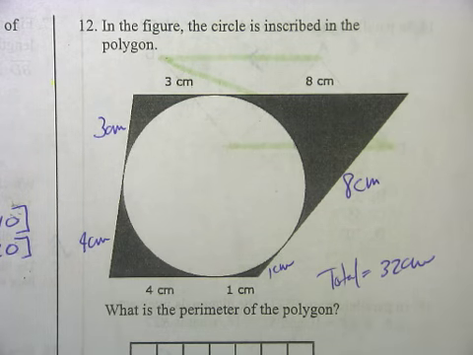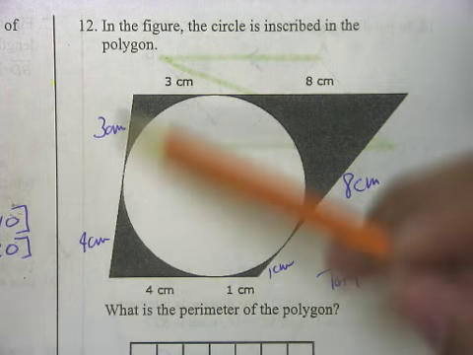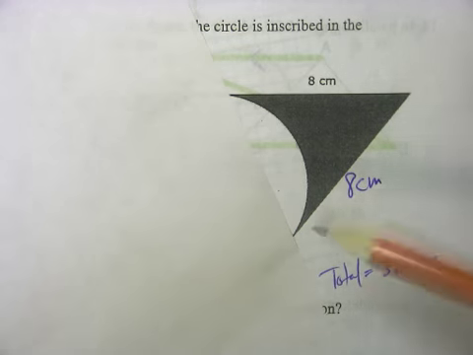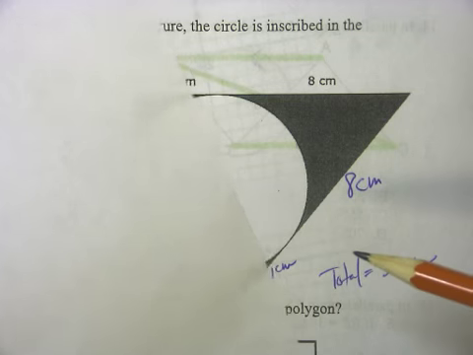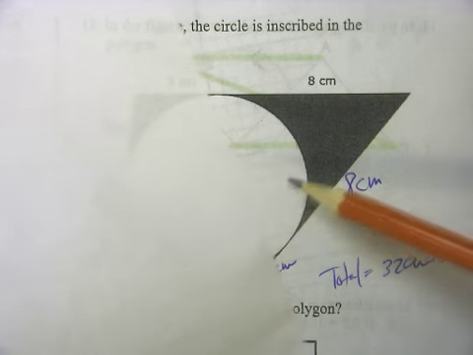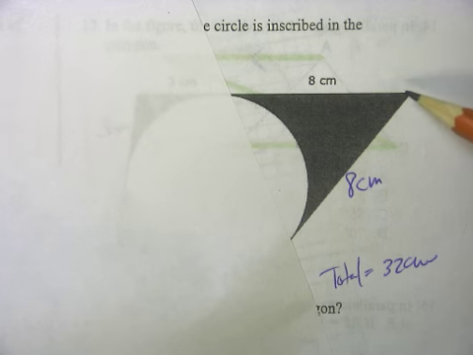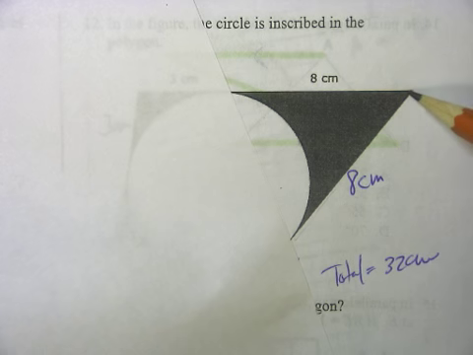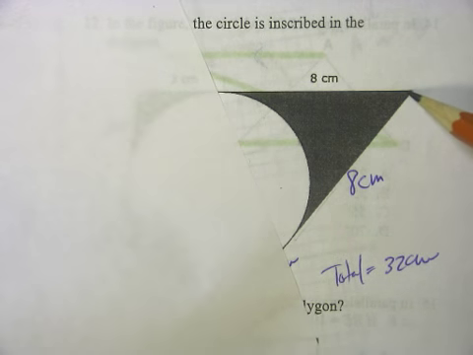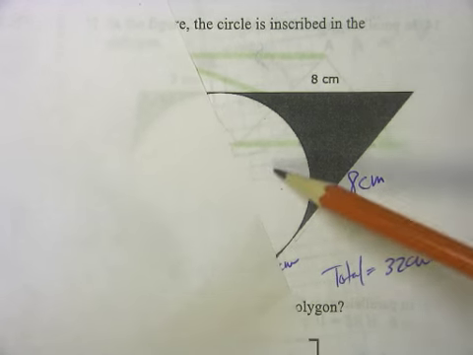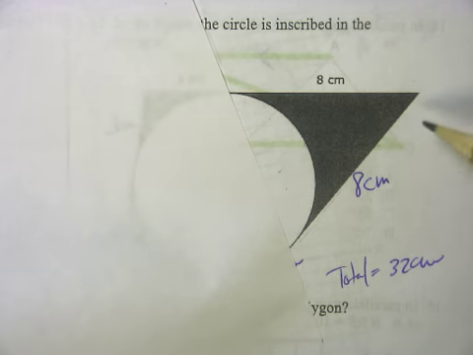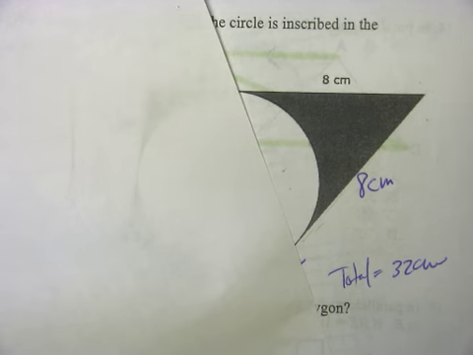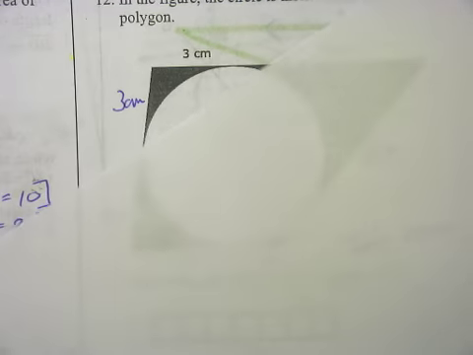Question number 12, you have a circle inscribed inside of a polygon, and they want to know what is the perimeter of the polygon, right? The black shading might have thrown you off, but what you notice is you have a circle, and you have an exterior point, and you have two tangent lines coming from that same exterior point. And if you remember, we said that tangent lines to a circle that come from an exterior point are congruent. So if this is 8, this is also going to be 8.